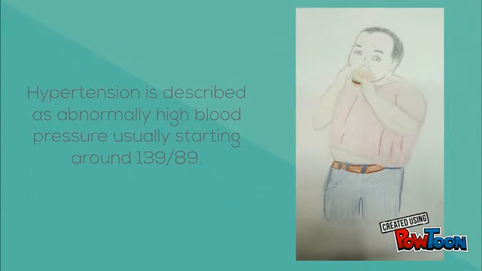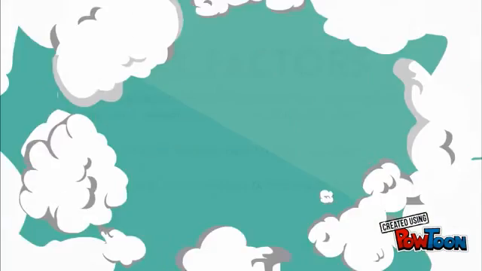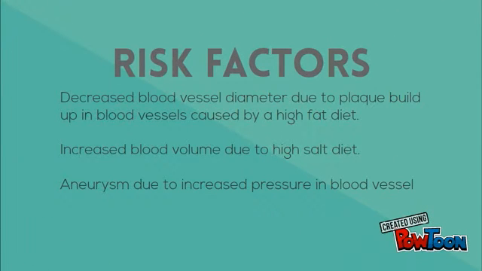Hypertension is described as abnormally high blood pressure, usually starting at around 139/89. Risk factors. Decreased blood vessel diameter due to plaque buildup in blood vessels caused by a high-fat diet, increased blood volume due to a high-salt diet, and an aneurysm due to an increased pressure in blood vessels.